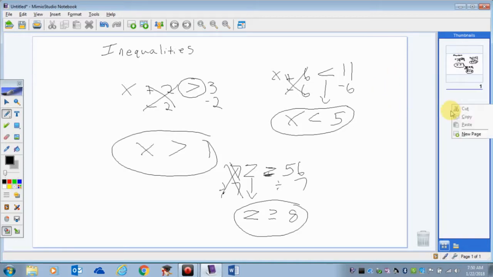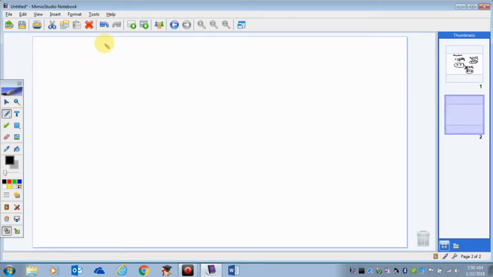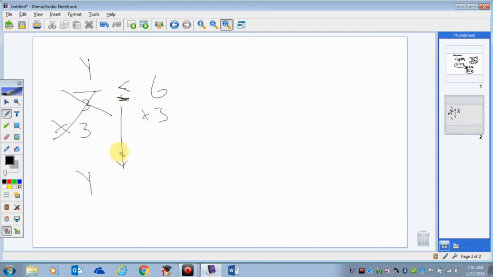Let's work a few more problems here for you on a fresh page. So we have y over 3 is less than or equal to 6. So I'm dividing by 3 over here, so to get rid of it I've got to multiply by 3. That cancels out, leaving me y. Got to multiply by 3 over here. Bring down my sign. It's going to be less than or equal to 6 times 3 is 18.